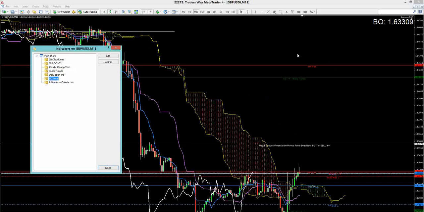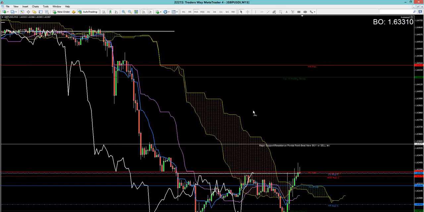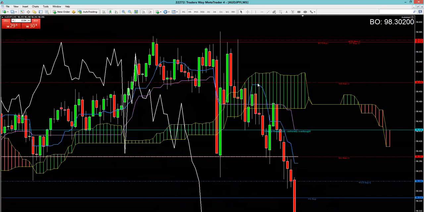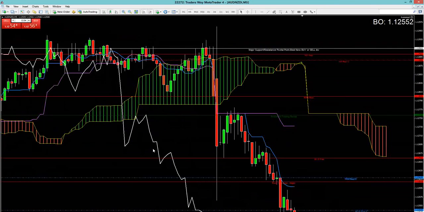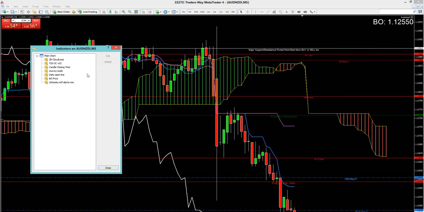I use that to match up to my broker. It should match better than your standard MT4 price because it's ask plus bid divided by 2. If you want to see why I use that, let's take a look at AUD NZD. Let me remove a bunch of stuff off here so we can see exactly what I'm talking about.